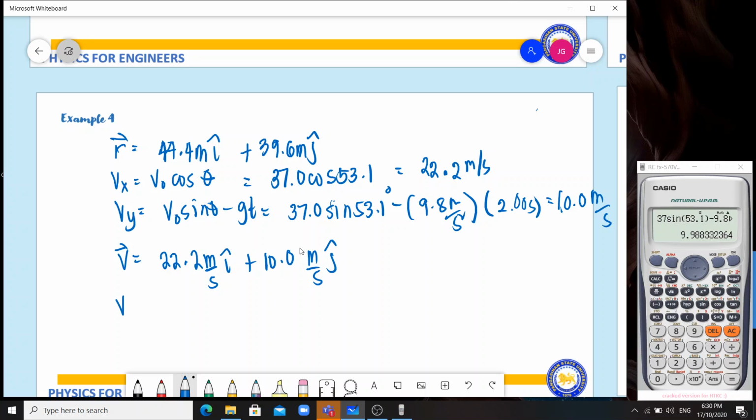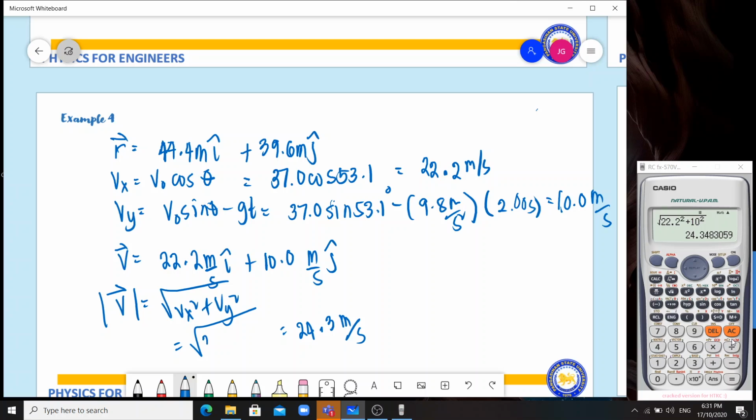So what is the magnitude? When we get the magnitude, that is the square root of Vx squared plus Vy squared, so 22.2 squared plus 10 squared. That is 24.3 meters per second.